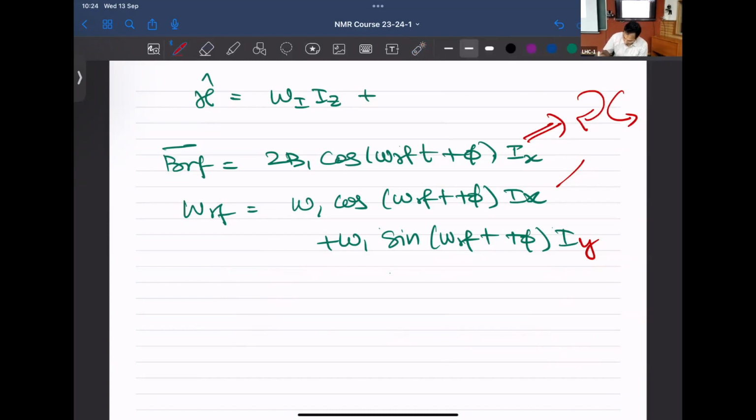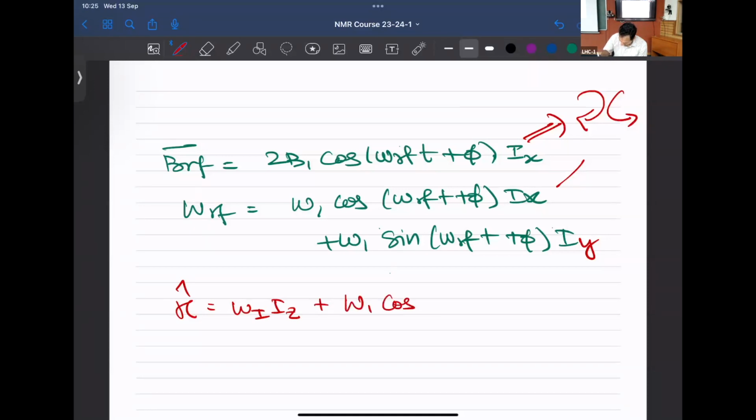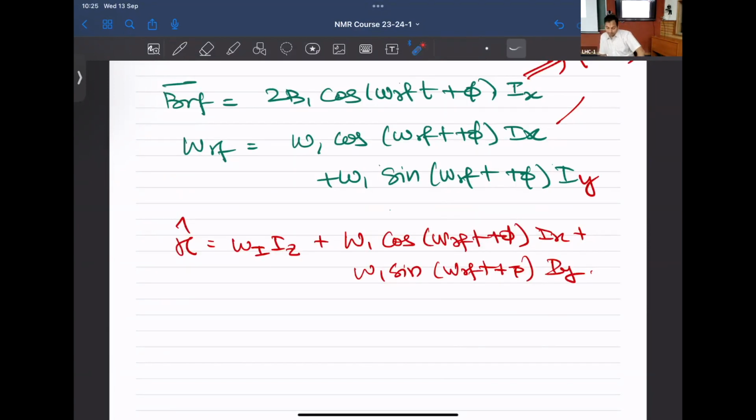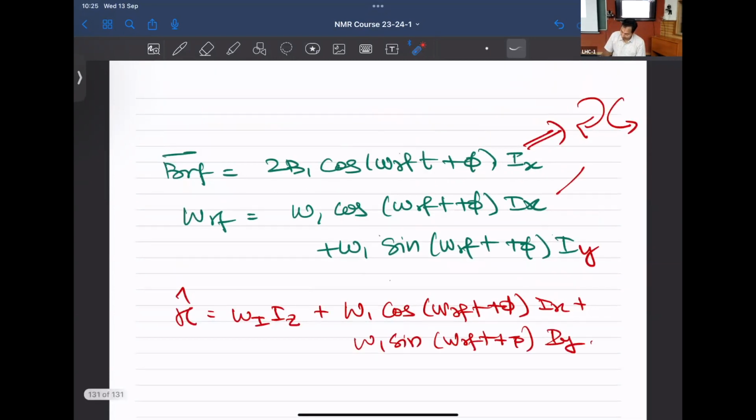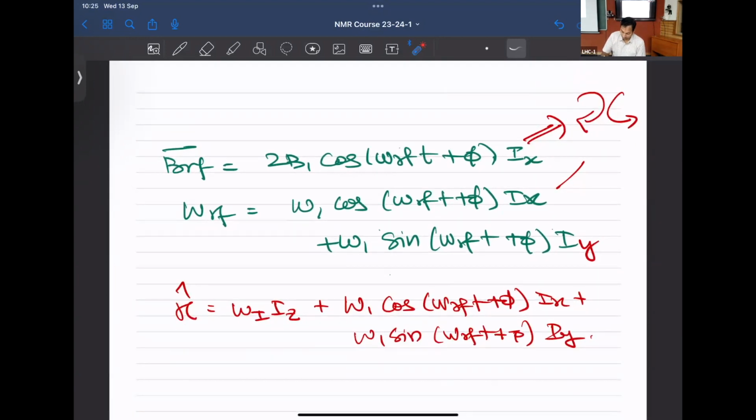Therefore, here the Hamiltonian would be omega_I Iz plus omega_1 cos(omega_RF t plus phi) Ix plus omega_1 sin(omega_RF t plus phi) times Iy. The Ix should be I cap, or it will be I cap. Yes, the Hamiltonian will be, it is fine, but there should be I cap. Okay, that's fine with me as well.